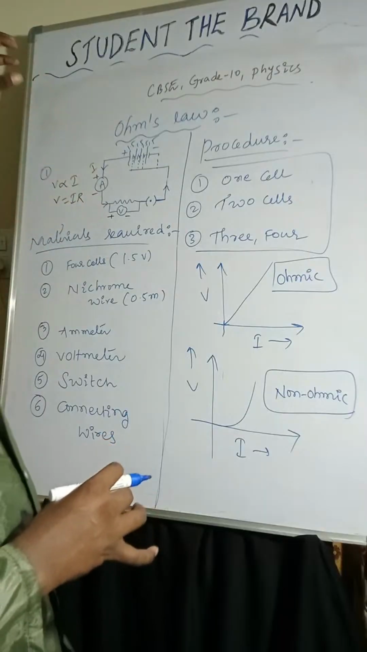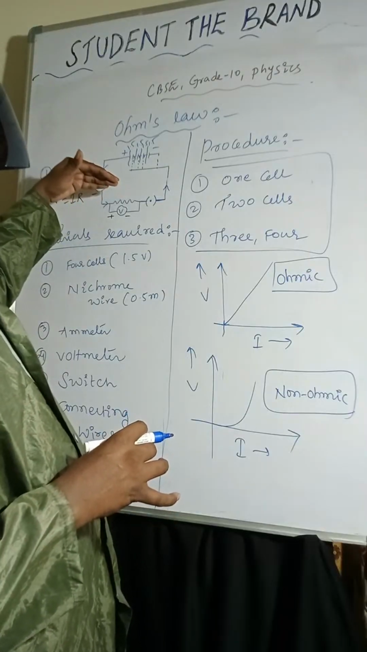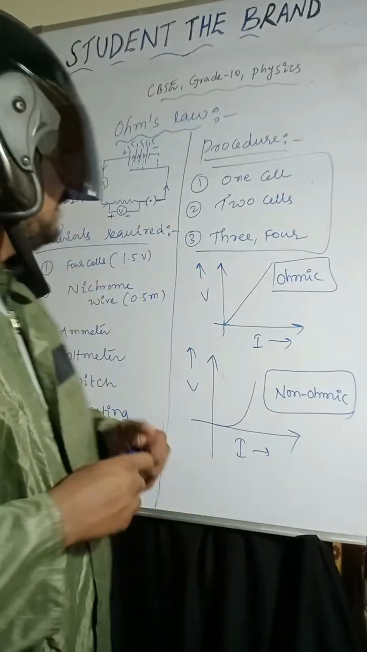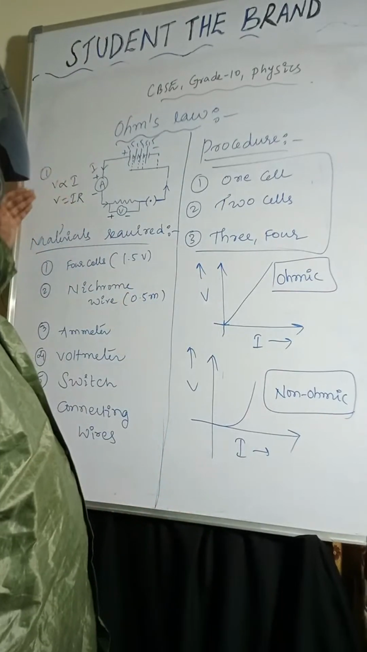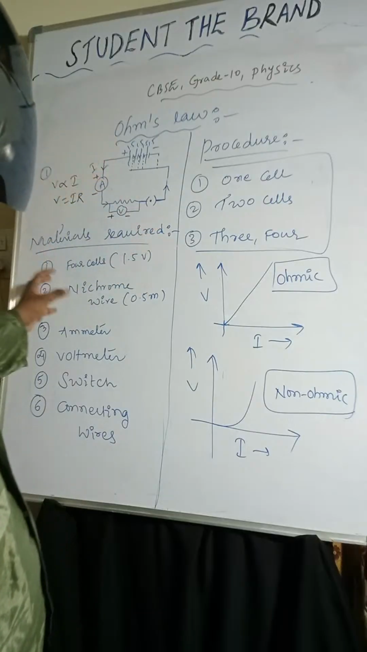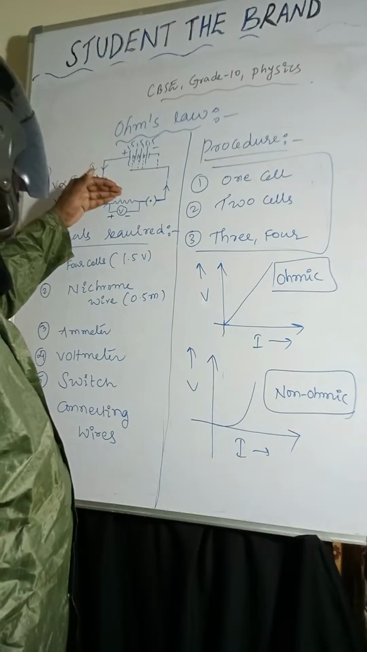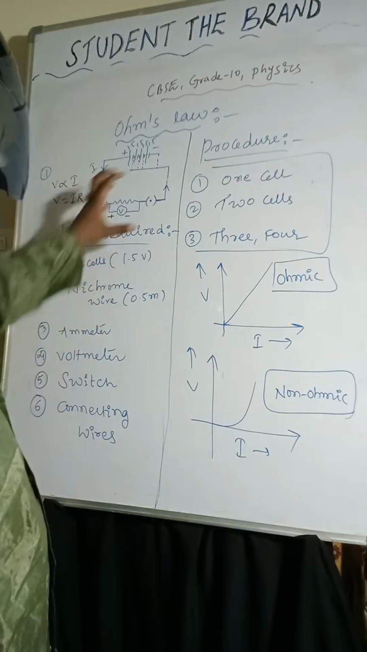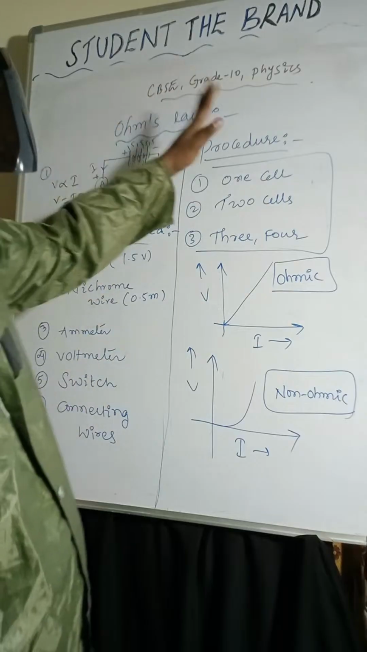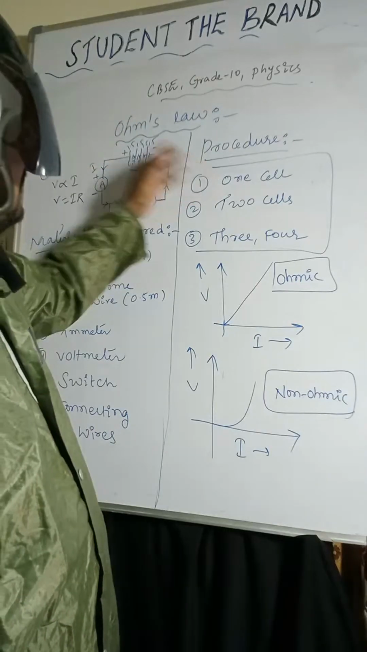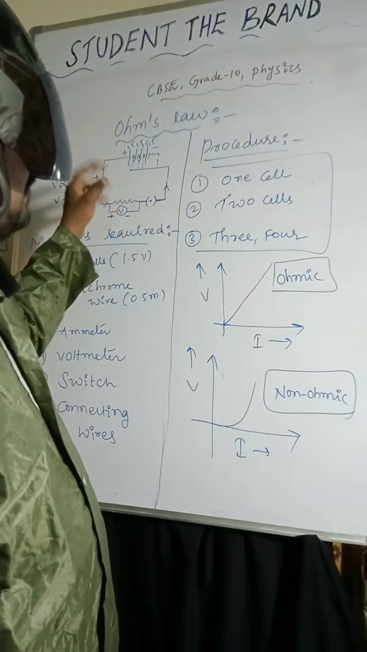First of all, the potential difference across the ends of the given metallic conductor is directly proportional to the current flowing through it. So V equals IR. Materials required: 4 cells of 1.5 volts each, nichrome wire, an alloy of nickel, chromium, manganese and iron, ammeter, voltmeter, switch and connecting wires. Procedure: first connect one cell and note down the readings of ammeter and voltmeter. Connect two cells and note down the readings.